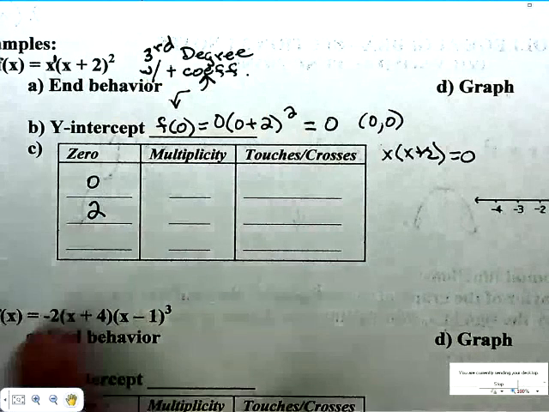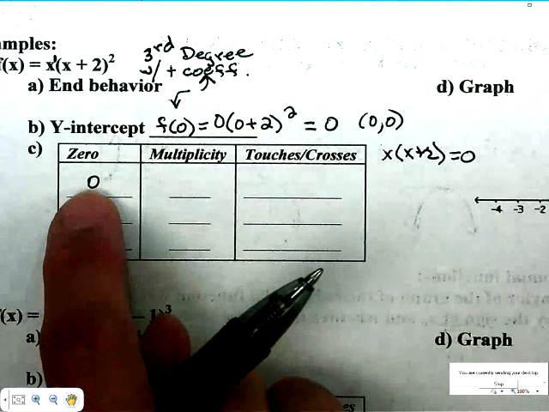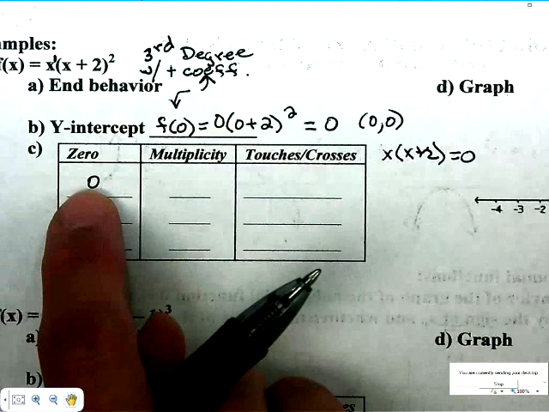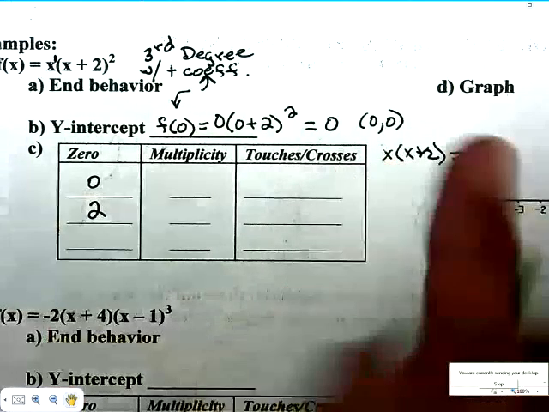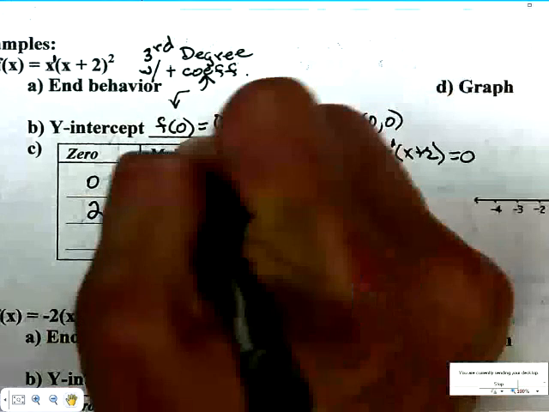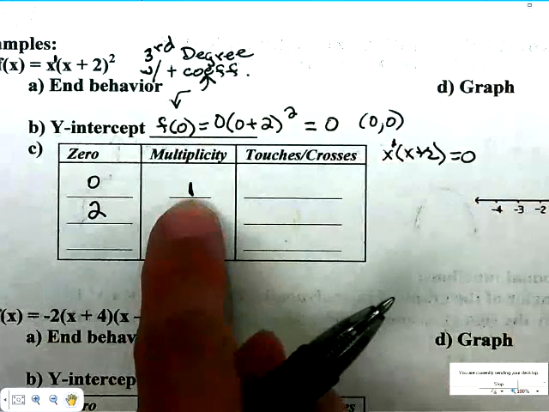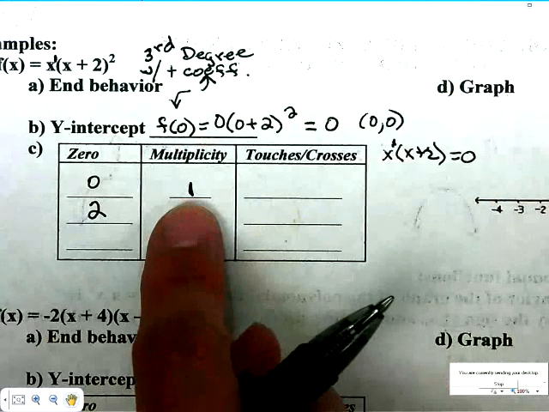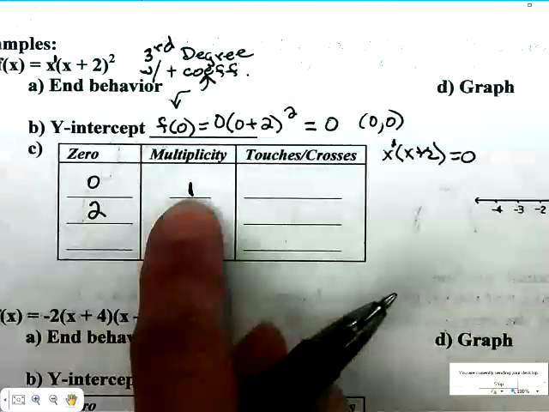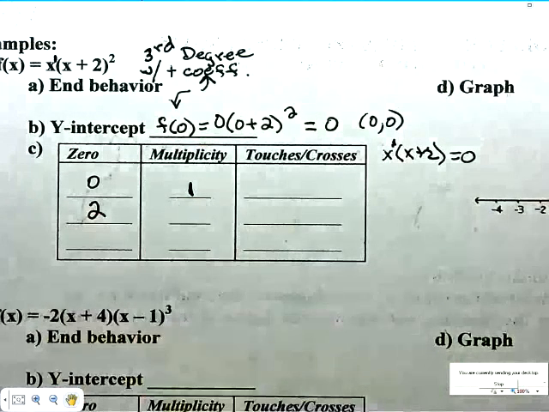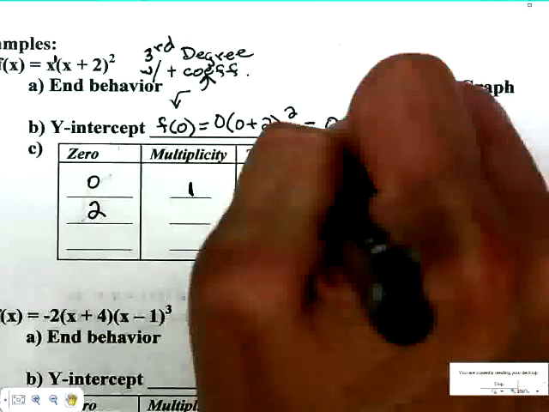What is the multiplicity of the 0, 0? Or what is the multiplicity of the x-intercept at 0? What is the exponent of that factor? 1. And based on the fact that this has odd multiplicity, I know whether the graph touches or crosses the x-axis at 0. Does it touch or cross with odd multiplicity? You could flip back and look on the previous page if you needed to, but it says odd multiplicity means the graph crosses the x-axis there.